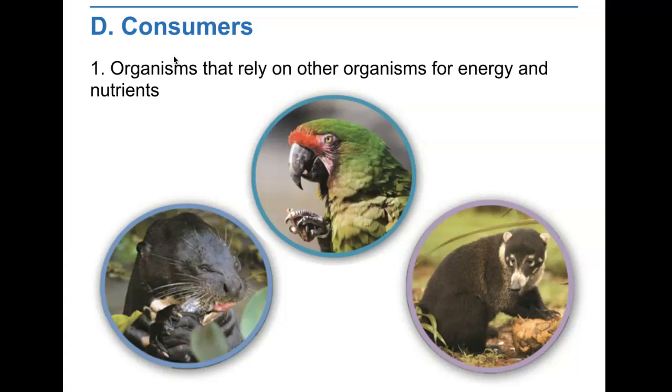Consumers. Consumers are organisms that rely on other organisms for energy and nutrients. Some of the main types of consumers include carnivores, herbivores, and omnivores. Carnivores kill and eat other animals. Carnivores include snakes, dogs, cats, and things like giant river otters.